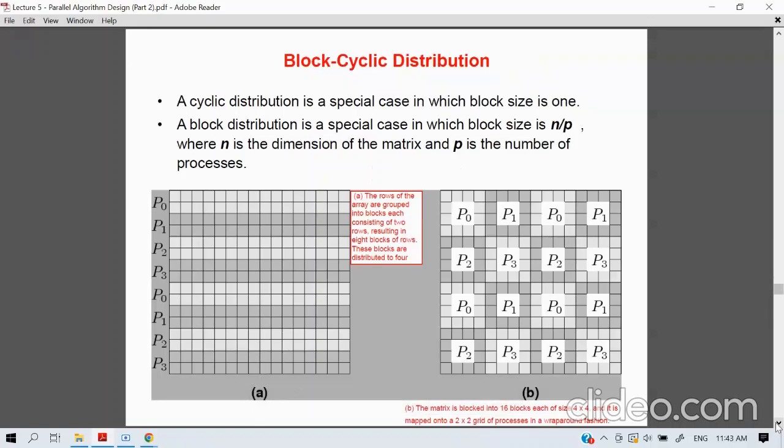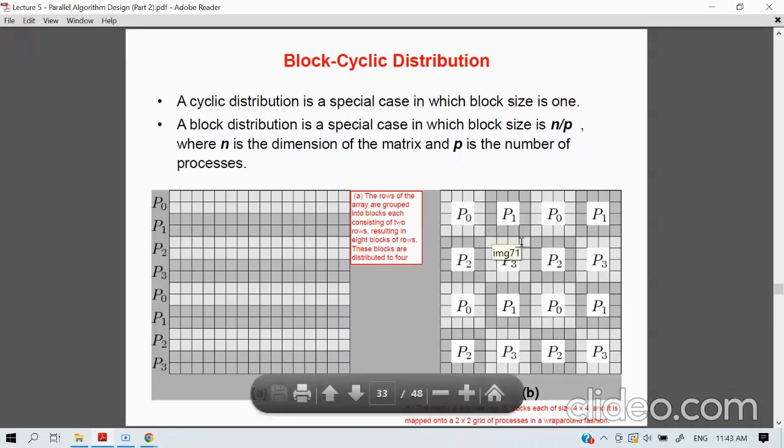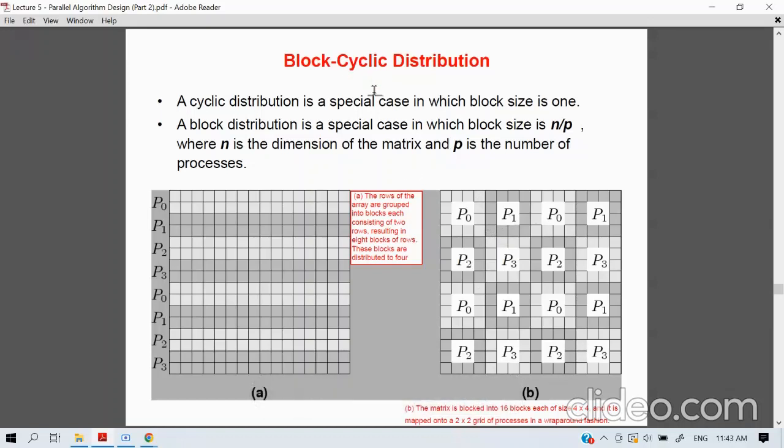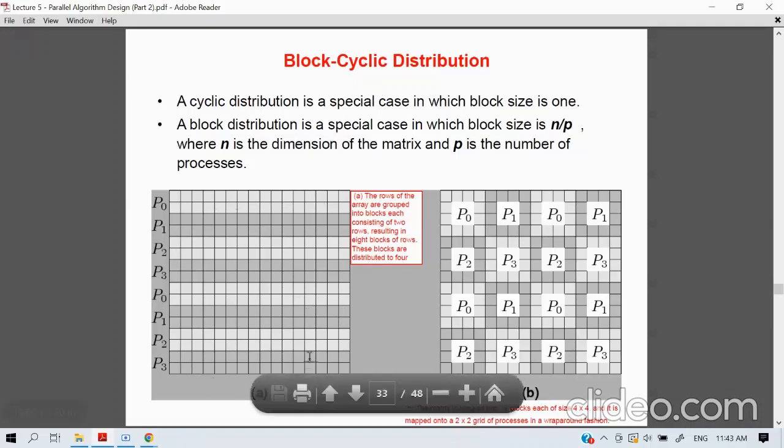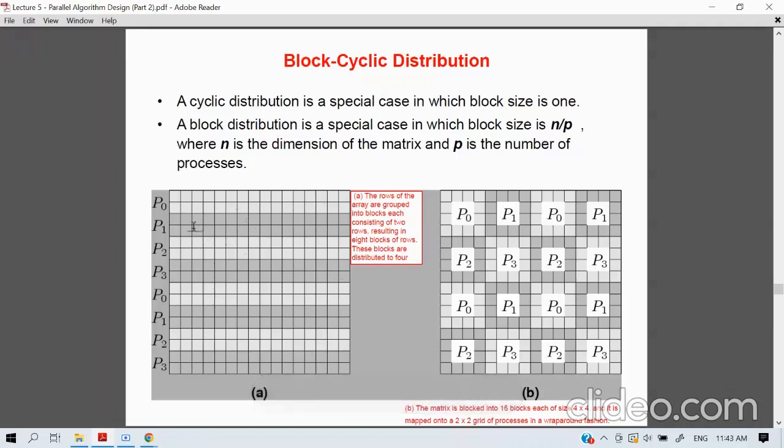Alright. So another one. They distribute, okay, a cyclic distribution is a special case in which block size is 1. Ini. Okay, a block distribution is a special case in which block size is N/P, where N is the dimension of the matrix and P is the number of the processes. Itu yang ni, yang B. Okay, so if you want to make a block cyclic distribution, you can do this kind of like A. The rows of the array are grouped into blocks. Each consists of 2 rows resulting in 8 blocks.